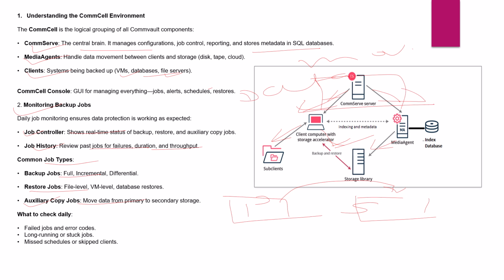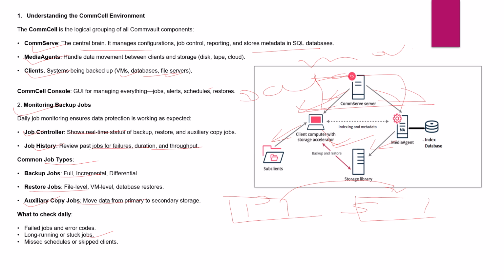What you check daily: failed jobs, error codes, long running or stuck jobs. Long running, we are seeing this error in the aux copy scenarios, or there are some upgrades going on in the background in your environment. Are there some missed schedules? Missed schedules means skipped clients, sometimes the databases are skipped due to some upgrade activity in your environment.